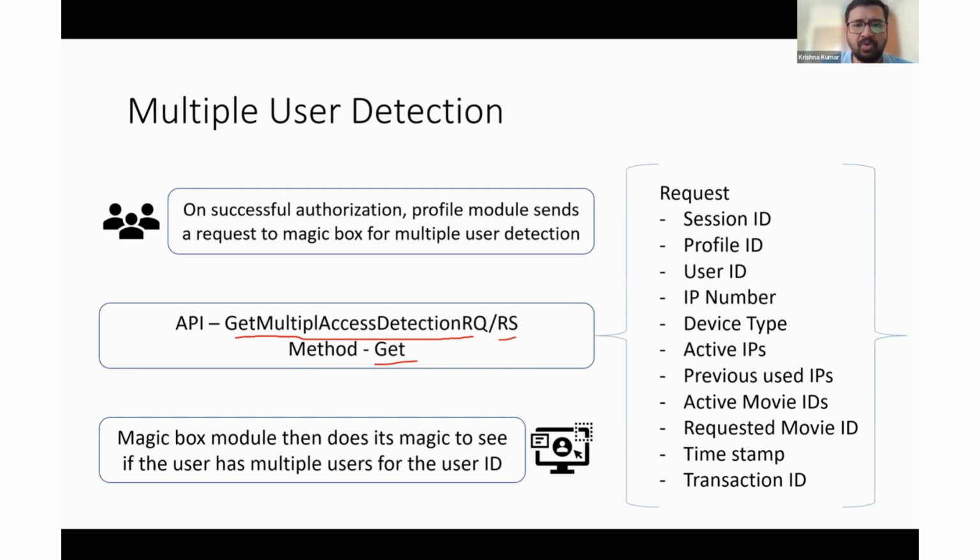The parameters over here have increased: a valid session ID, a profile ID, user ID, IP number, device type. Is there any other active IPs available in the system? So the profile will presumably have this data. And previous used IPs. What are all the different other movie IDs which are active now? What is the requested movie ID? And again, the timestamp and transaction ID.